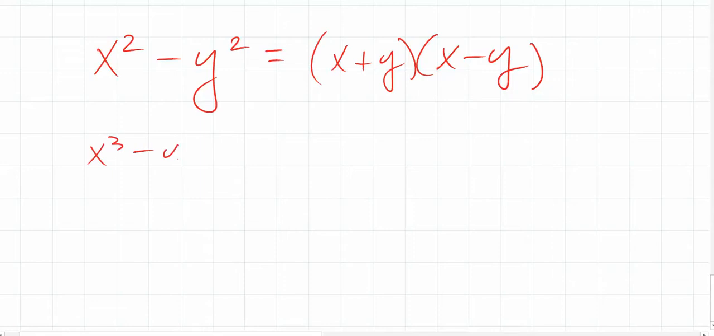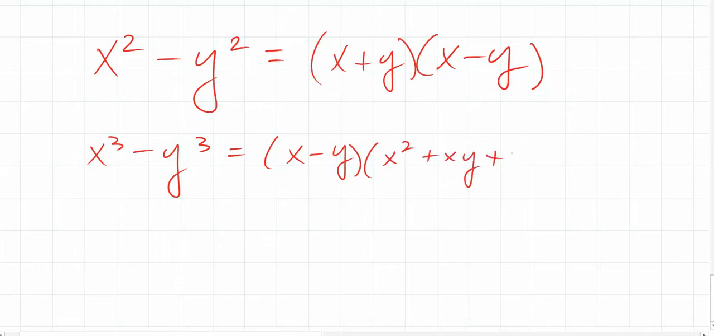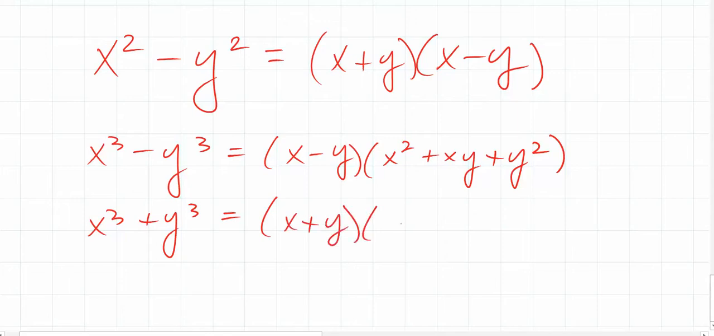It's x cubed minus y cubed. Can anybody remember that one? It's x minus y times x squared plus xy plus y squared. And then x cubed plus y cubed equals, anybody remember? It's similar: x plus y times x squared minus xy plus y squared.